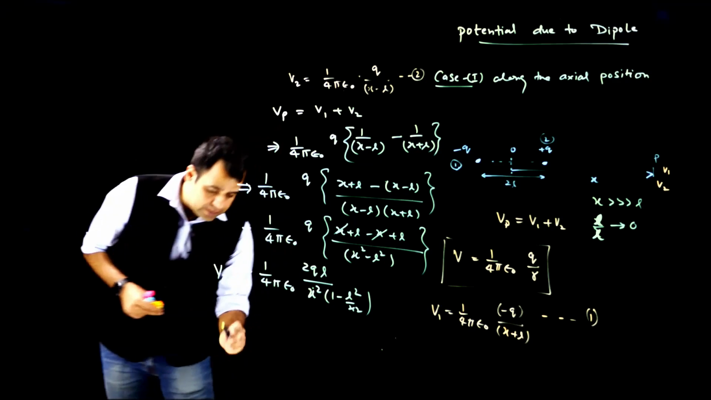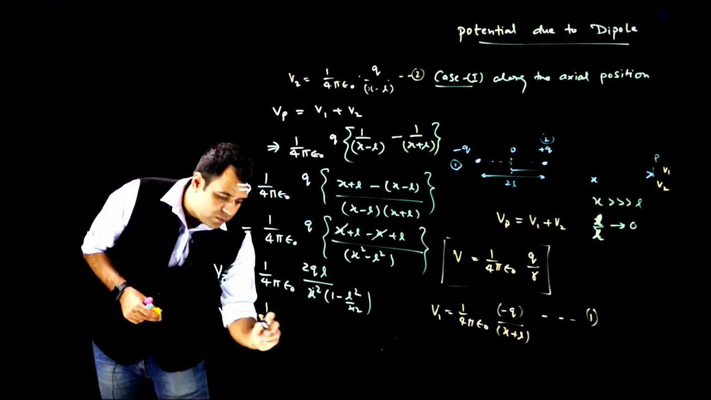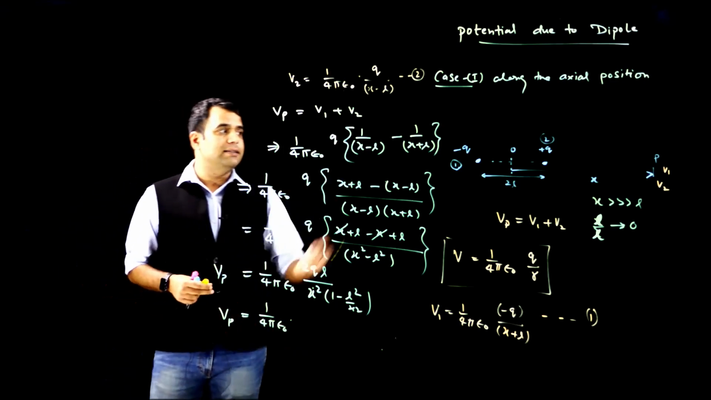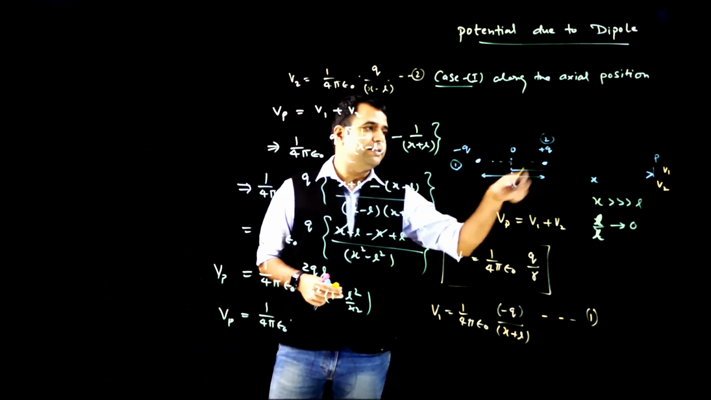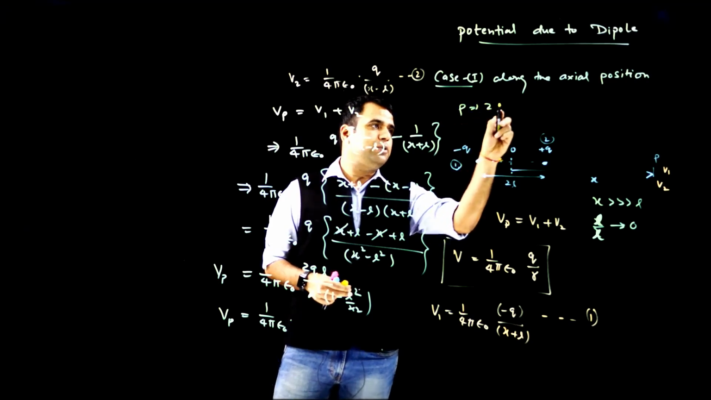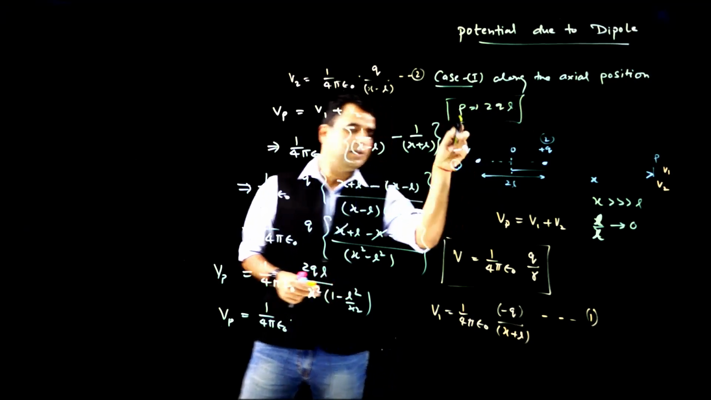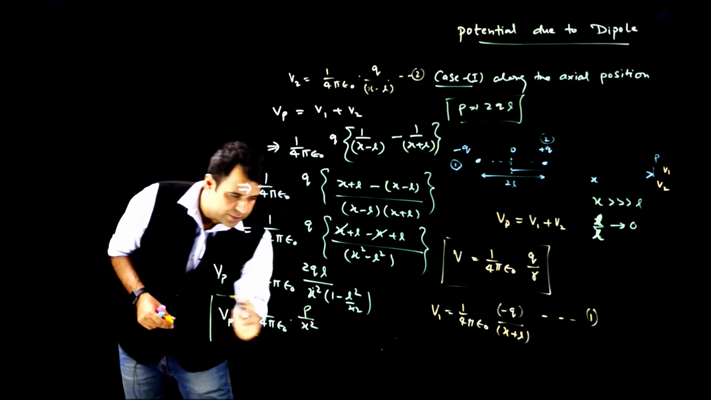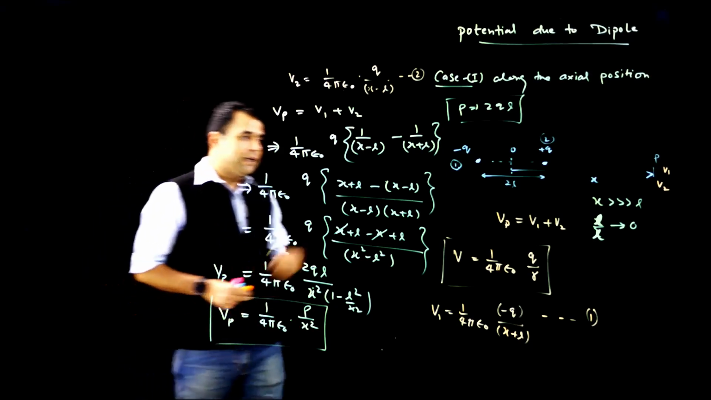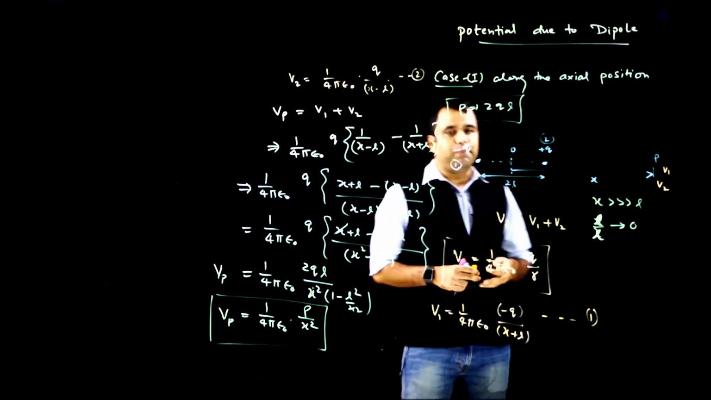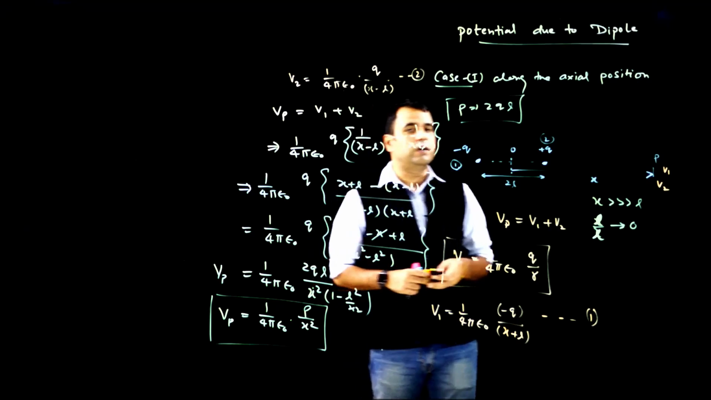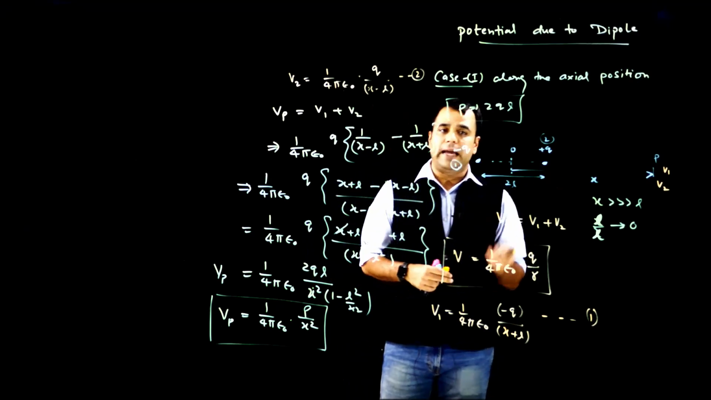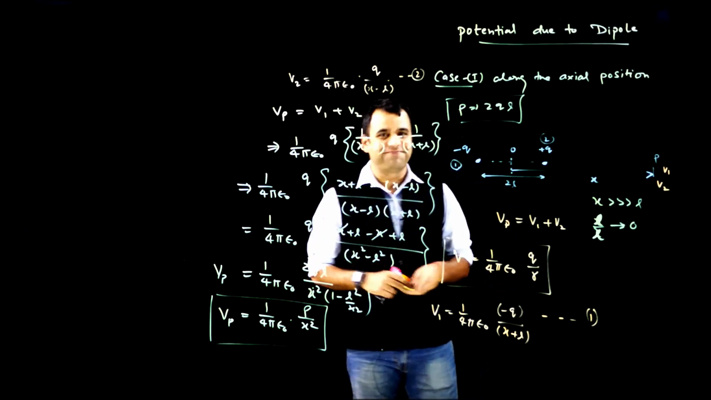So in that case, the potential at point P will become 1 upon 4 pi epsilon naught times 2qL, which is P, the dipole moment for this system. P is 2 times qL. So I'll write P upon x square. So that becomes the potential at a point which is along the axis of the dipole. So this formula, one should memorize this formula. We can directly calculate the potential along the axis of the dipole using this formula. Okay. Thank you.